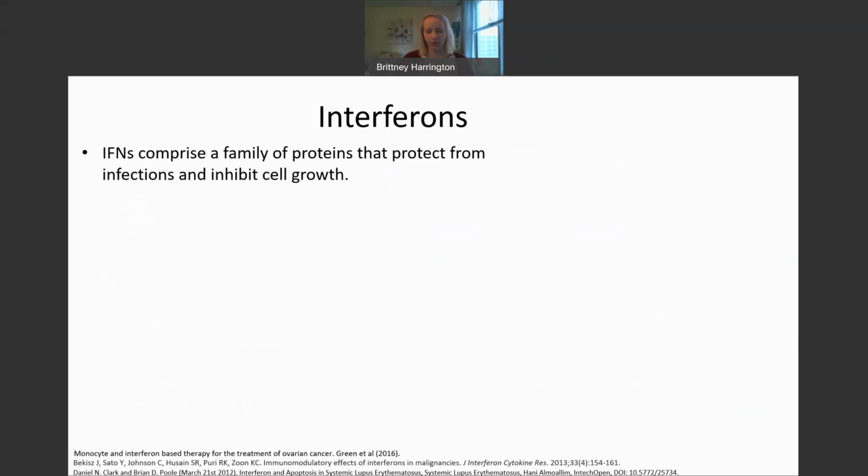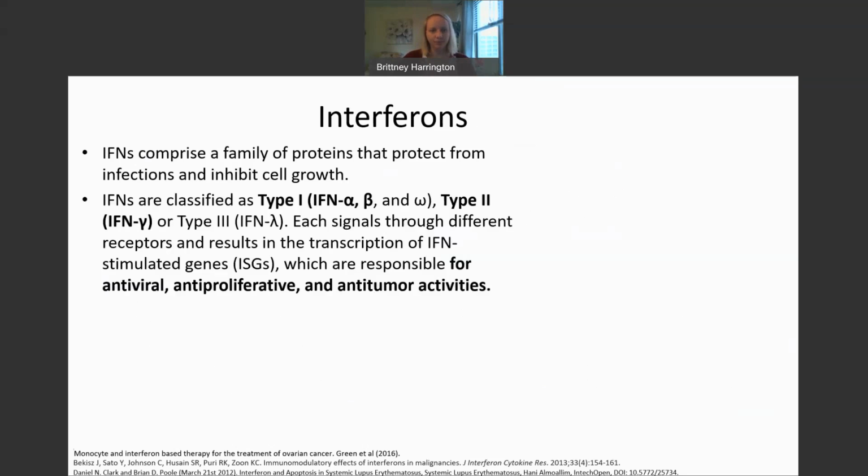So I want to specifically focus on interferons. They're one of the more well-known cytokines that are used therapeutically, and their normal function in innate immunity is to protect from infection and inhibit cell growth. They're a large family of multiple proteins. There are different types, and I'm only going to focus on type 1 and 2. Type 1 includes interferon alpha and beta, and type 2 is interferon gamma. There's also type 3, but again, I'm not going to talk about those.